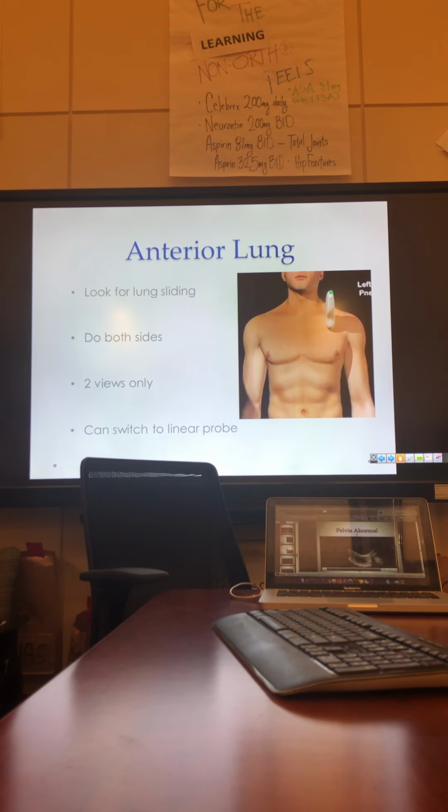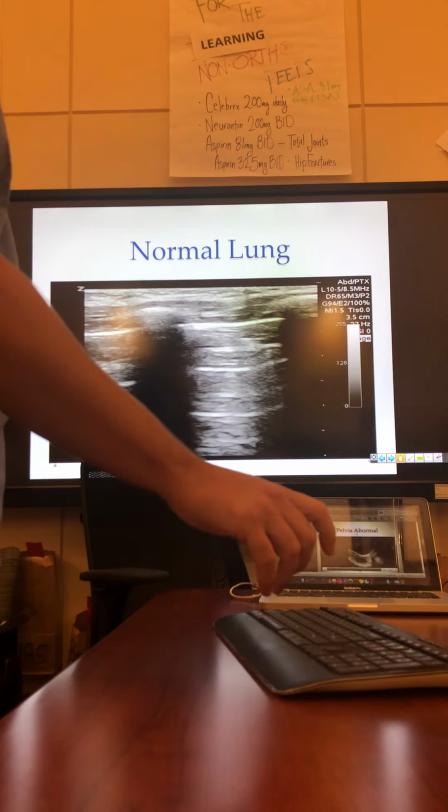Okay, lung, looking for lung sliding. One view on each side, and you can switch to the linear probe if you want. When you get comfortable doing it with the curvilinear, you can just use the curvilinear. It's just everything's going to be much smaller and just at the top of the screen. But it's perfectly fine to switch to a linear probe for this. And I'll show you what that looks like.